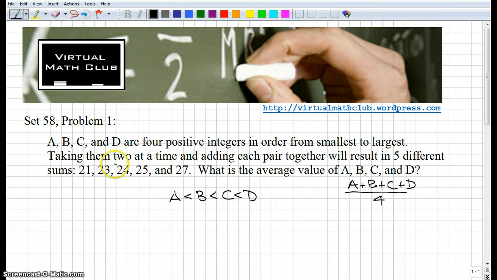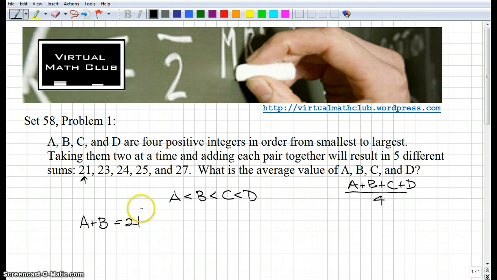And probably the easiest thing to do is to recognize that if we take the two smallest numbers and add them together, we should get the smallest sum of any of the pairs, right? So we know that A and B are the smallest, and if we add them together, we should get 21. All right, so A plus B is 21.